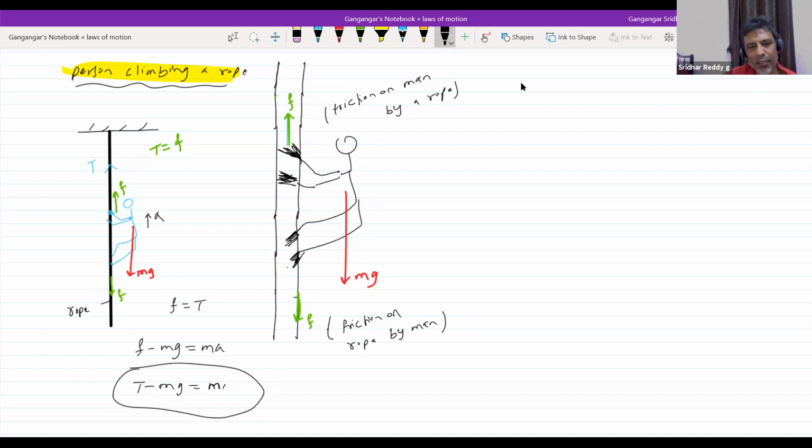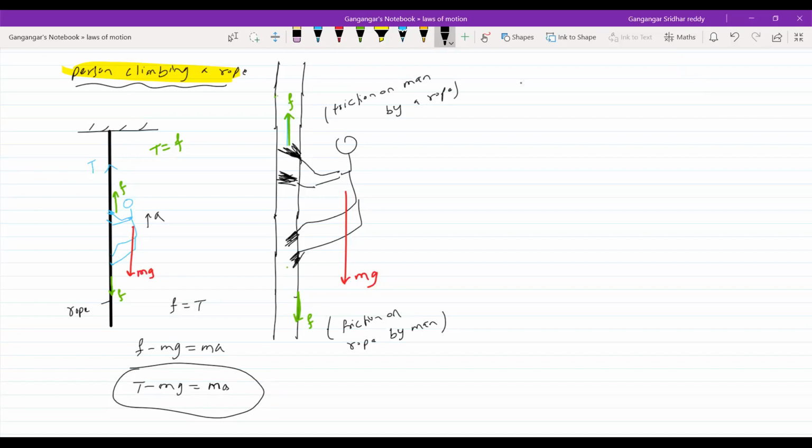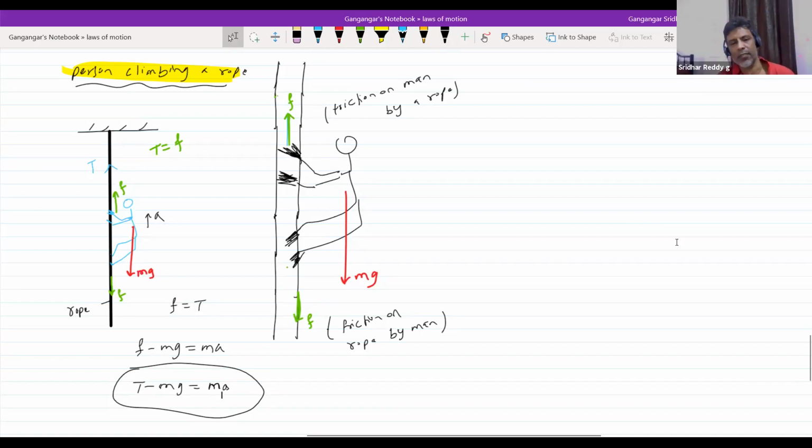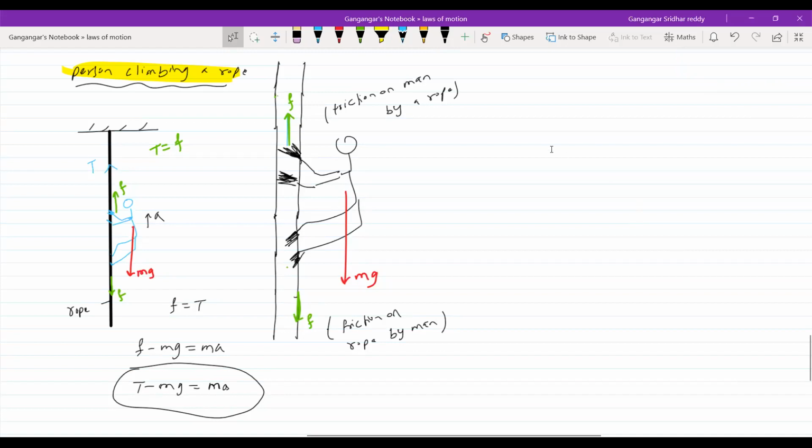99% of students, we accept things blindly. So why will the string become taut, why will the rope become taut? Sir, small doubt, sir. Here, tension is not acting on the person, right? It's the friction which is acting on the person. Yes, and the tension is equal to F. That's it, right, sir? Yeah, that's it.